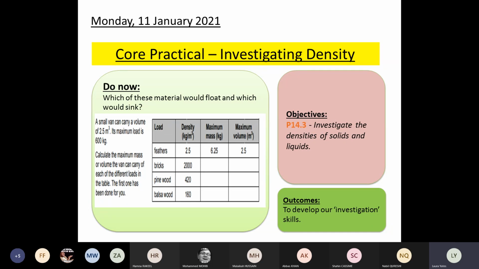A small van can carry a volume of 2.5 meters cubed. Its maximum load is 600 kilograms. Calculate the maximum mass or volume the van can carry of each of the different loads in the table. The first one has been done for you. So I need you to have a go at these calculations, just sketch out the table.